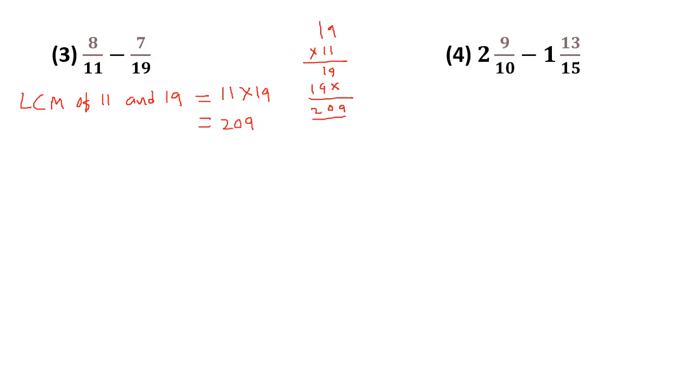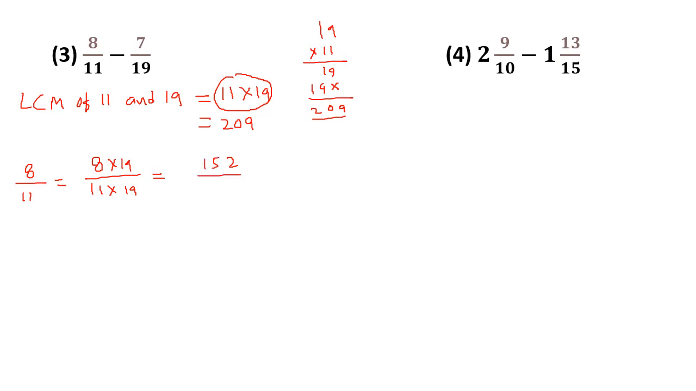The first number is 8 over 11. What should I multiply 11 by to get 209? The answer is obviously 19, because 209 is 11 into 19. So here also I should multiply the numerator by 19. So 19 times 8: 9 eights are 72, 7 carry, 8 ones are 8 and 7, 15.